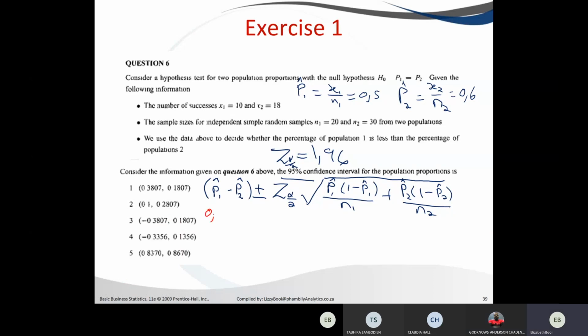So that will be 0.5 minus 0.6 plus or minus the critical value that I gave you, which we know will be 1.96 because we've been using it, times the square root of everything in there. So I'm just going to write the formula and then you will give me the values because I didn't calculate. So it's 0.5 times (1 minus 0.5) over 20, plus 0.6 times (1 minus 0.6) over 30.